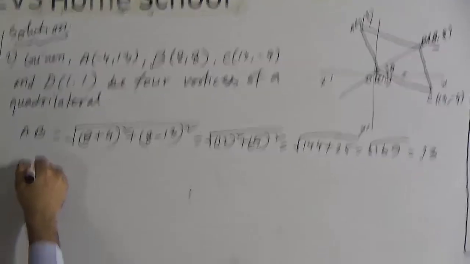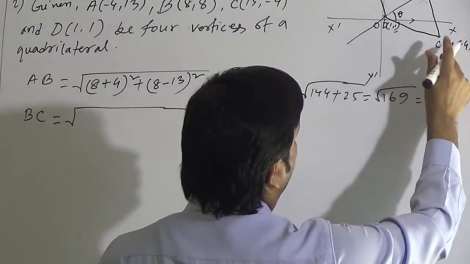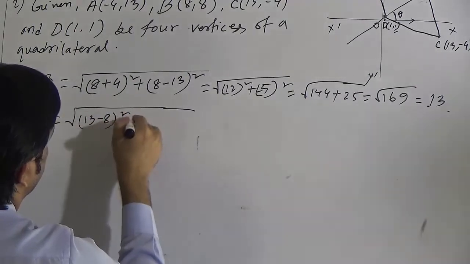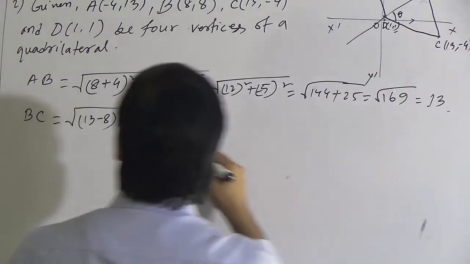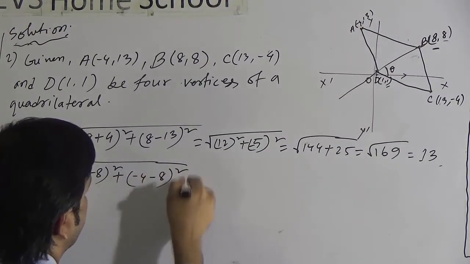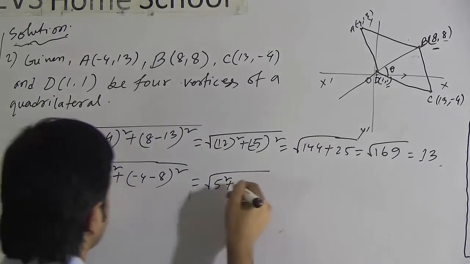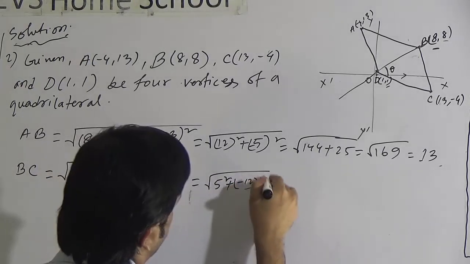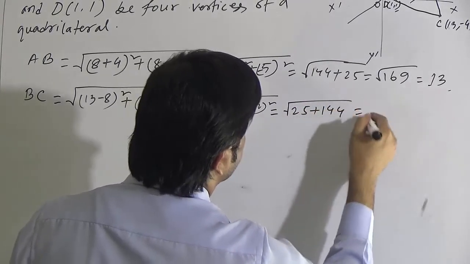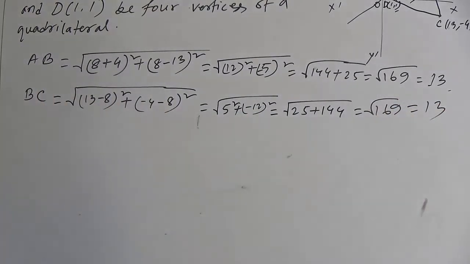Now determine the length of the side BC. What is the length of the side BC? Here BC, we have to write x2 minus x1, it means 13 minus 8 whole square plus y2 minus y1 whole square. It means minus 4 minus 8 whole square. So we can write that is 5 square plus minus 12 whole square, that is equal to 25 plus 144, that is equal to 169. Square root 169 is equal to 13.